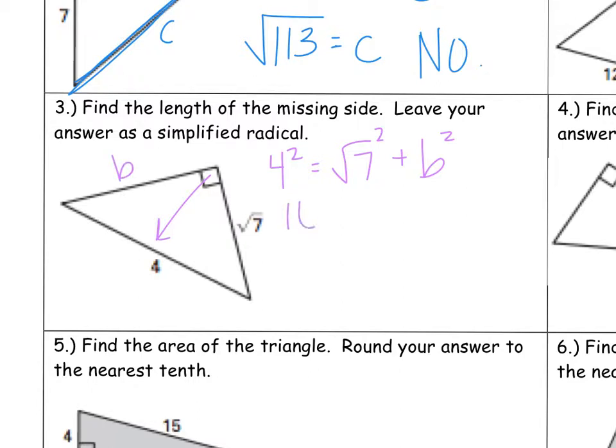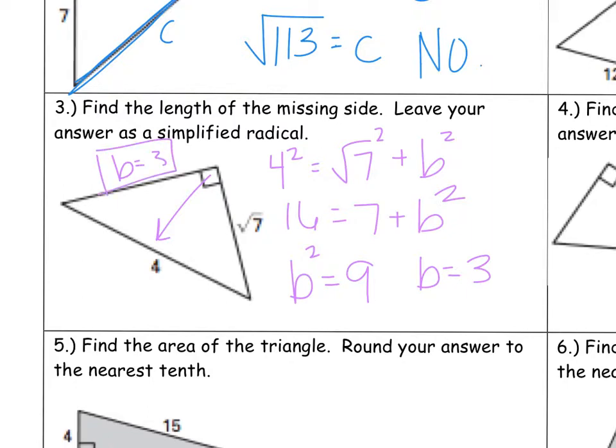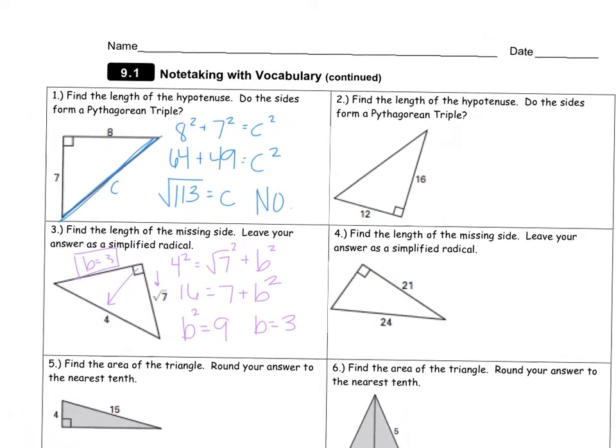So we'd get 16 is equal to 7 plus b squared, right? So b squared is equal to what? 16 minus 7. What is it? 9. Okay, so b would be 3. So that'd be the missing side. Is this a Pythagorean triple? It doesn't ask this, but I'm just asking. No, why not? Good, I've got that radical 7. All right, so go ahead and try 2 and 4 on your own.